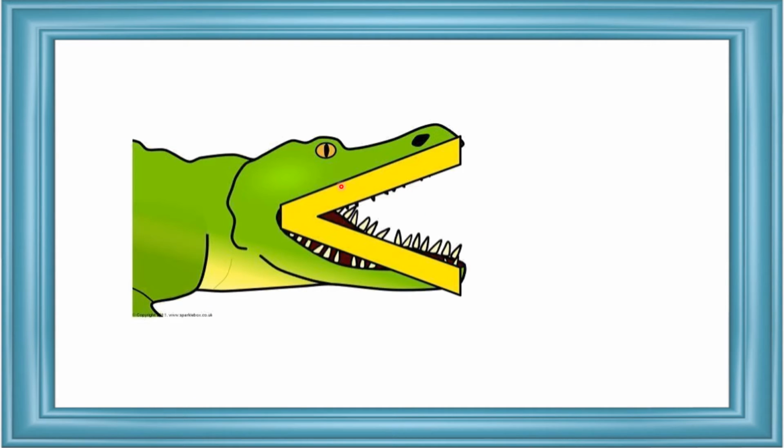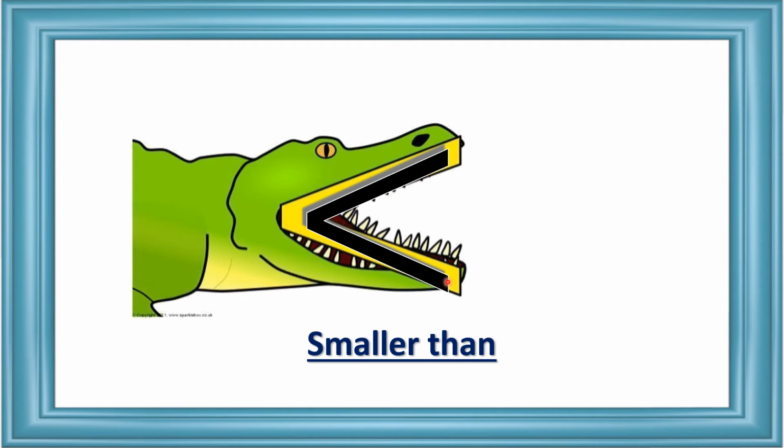Here you can see the crocodile and its open mouth. This is nothing but the smaller than symbol, or lesser than. Always on this side the first number will be there and on this side the second number. So the second number is greater and the first number is smaller. Children, the only thing you have to remember is that the open side of this symbol tells us about the greater number.